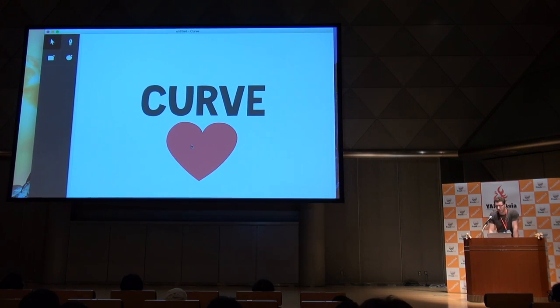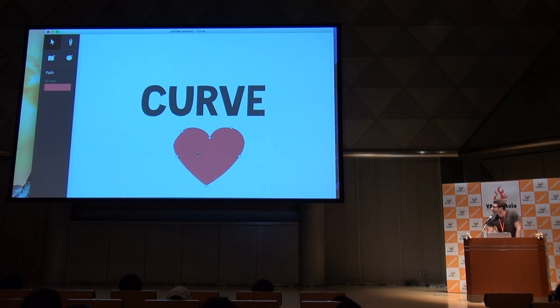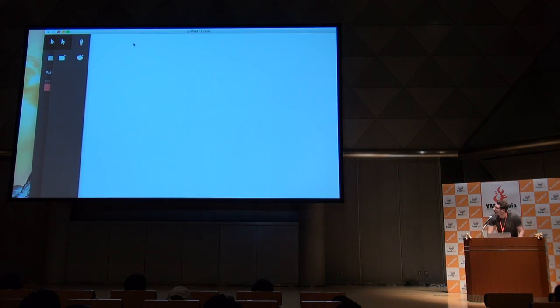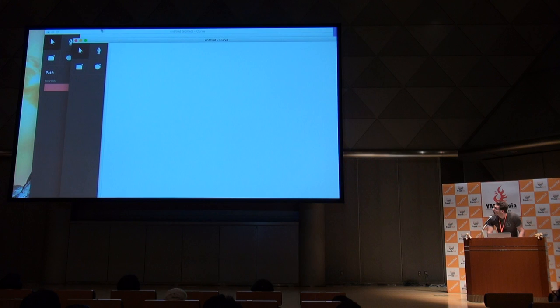So Curve is a lot like Illustrator or Sketch, but it has a lot fewer features. So it has a pen tool. You can move the heart around. We can adjust these kinds of things. See, it has menus, but you can't see them. So I'm just going to create a new window, which brings it on the other screen. So this is a new window. And these are render processes, both of these things. So there's two different render processes that my browser process created.